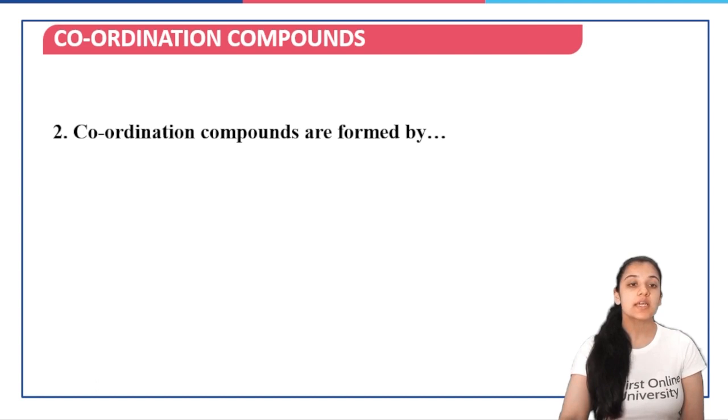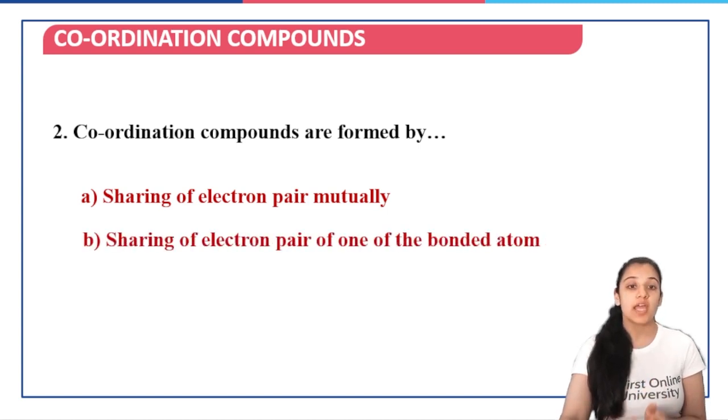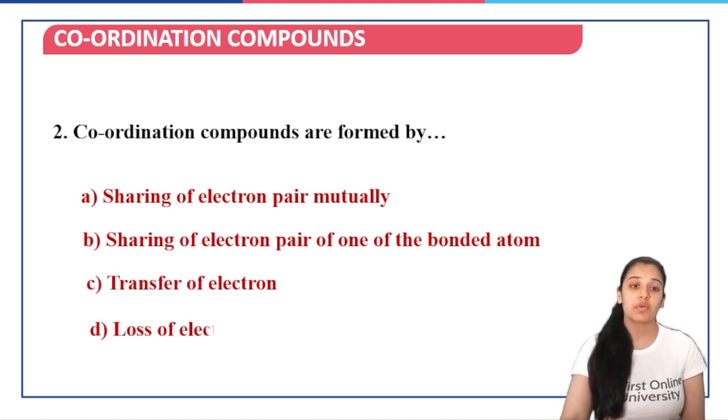The second question is, coordination compounds are formed by sharing of electron pair mutually, that is a covalent bond. Sharing of electron pair of one of the bonded atoms, that's correct because it's a coordinate bond. Remember, coordination compounds are formed from coordinate bonds and therefore we have to look at what is the definition of a coordinate bond. Transfer of electrons, that is the ionic bond formation. Loss of electron completely, that is also ionization, but we're not talking about that. So the correct answer is option B, that is sharing of electron pair of one of the bonded atoms.